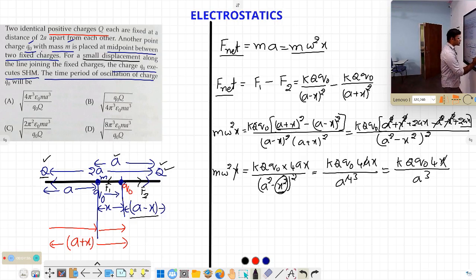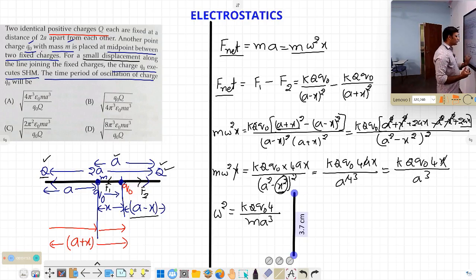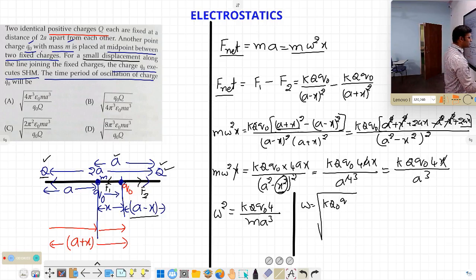Now I can write the omega square formula. Omega square is equal to, m taken to that side, K capital Q small q naught into 4 by m into a cube. This is one relation we'll get, right? Next, if you write this, what is omega from this? Omega is equal to under root of, we are going to get, that is K q into q naught into 4 by m a cube.